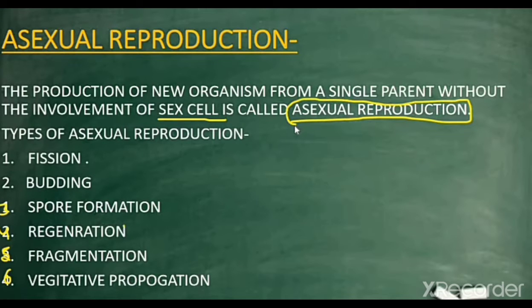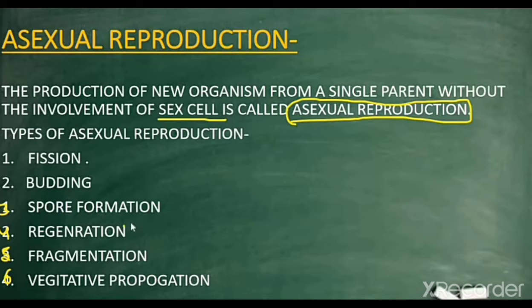There are six types of asexual reproduction. One is fission, another one is budding, spore formation is the third one, regeneration is the fourth one, fragmentation is the fifth one, and vegetative propagation is the sixth one. Okay, and we'll study one by one.